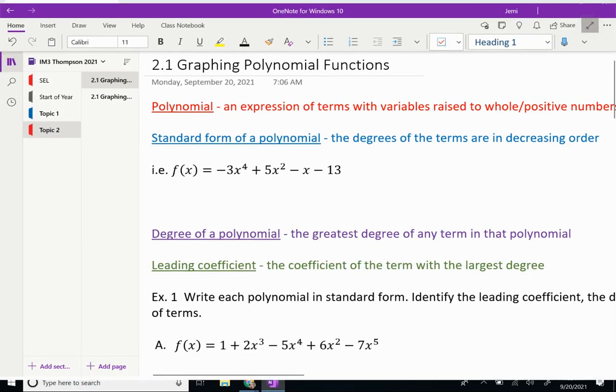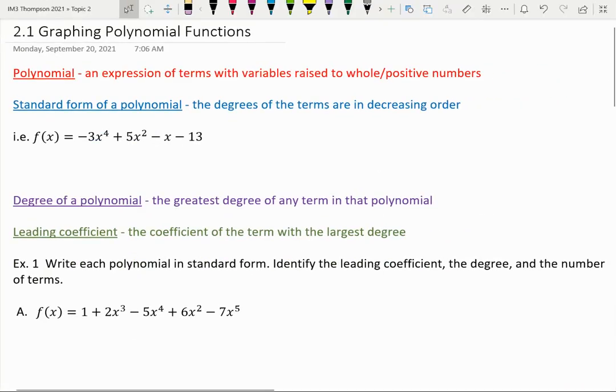All right. So these are the 2.1 notes on graphing polynomial functions. We're going to review some vocabulary that should be familiar to you. You might not know all of it. That's okay. And then have an opportunity to discuss something new called end behavior, which we're going to talk about a lot this year. So that'll be our first day talking about it. That conversation is going to continue throughout the year.